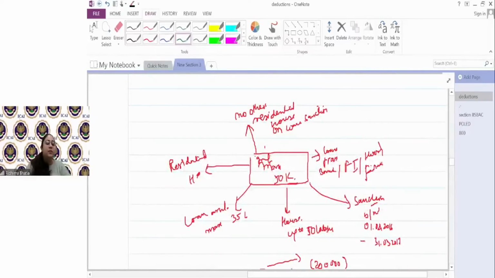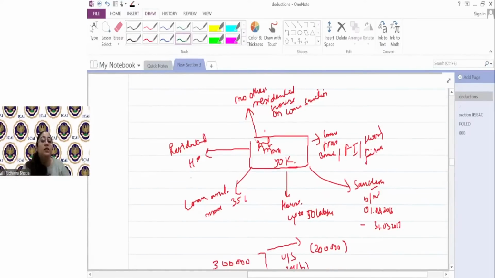Again, I'm saying 80EE is an additional interest of 50,000 which is allowed for a residential housing loan. Now the question is, so what are the conditions? Who can claim it? An individual can only claim it for a residential house property which he has taken through a loan, obviously, and the loan is sanctioned between 1st April 2016 to March 2017, and the house property value is up to 50 lakhs. The loan amount is up to 35 lakhs, and there's no other residential house on the sanction of the loan, then only he is able to claim 50,000 of this additional interest deduction.